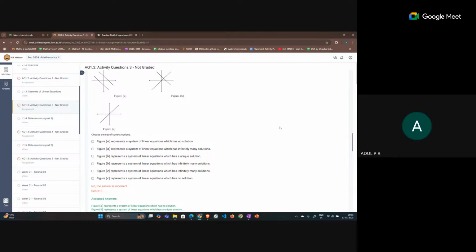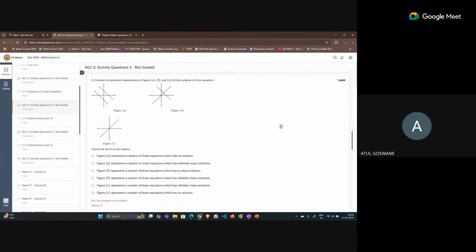Both lines are overlapping each other, so there would be infinitely many solutions. Yeah, there are two lines, right? Okay, sir, I got it.